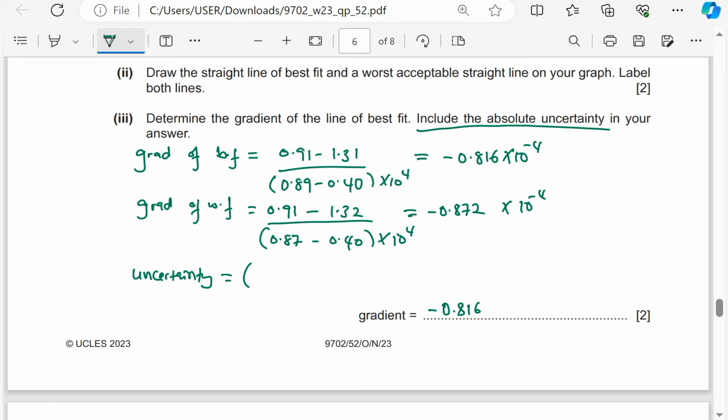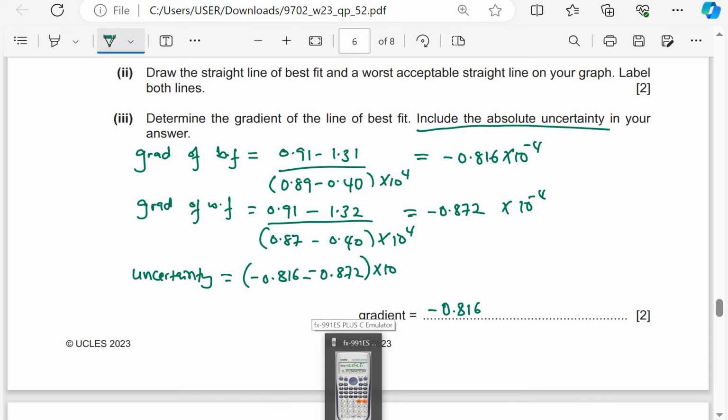So I'll just say maybe, because remember it is plus or minus, so whichever order you take, whether it's say negative 0.872 minus the other one, whatever order. So I'll say negative 0.816 minus negative 0.872. The answer is plus or minus. You can even first ignore the negatives, then you subtract the two values. This is times 10 to the power of negative 4.